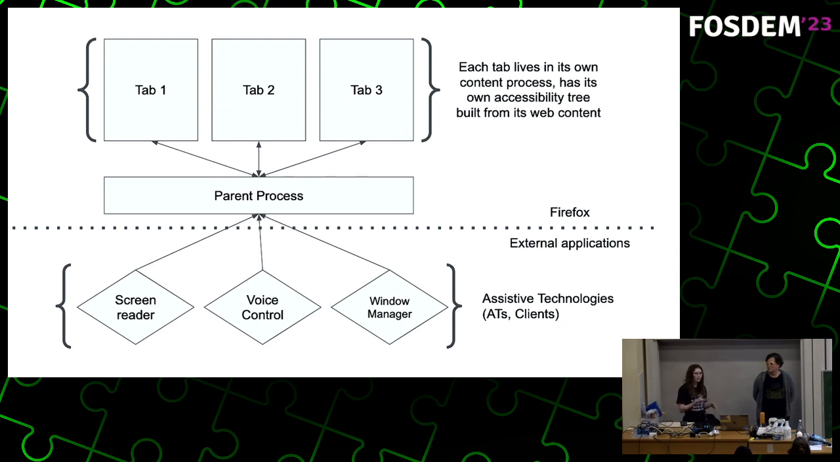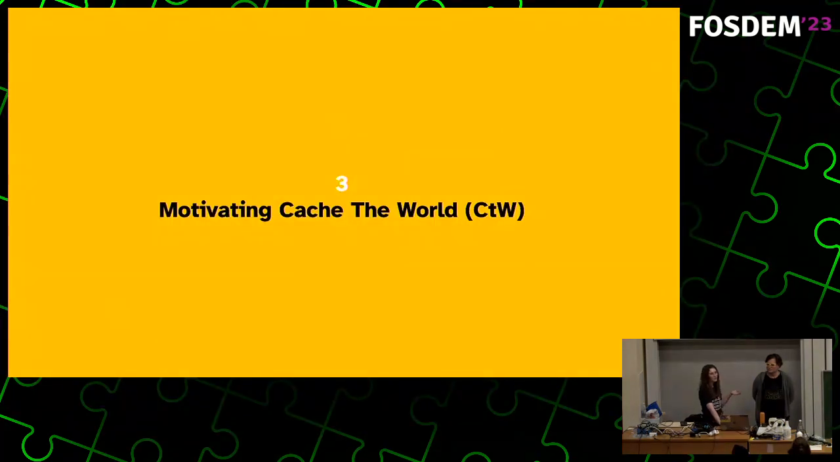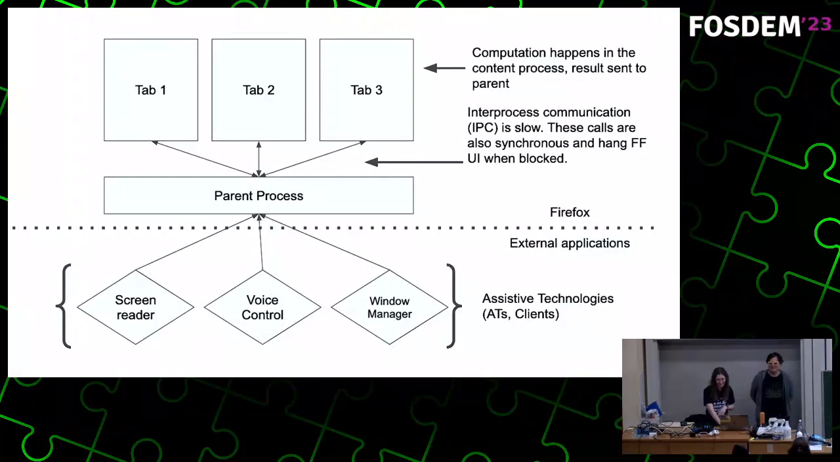The way that those requests happen are through platform-specific APIs, but they all hit the parent process in Firefox. The assistive technologies are separate applications, so they're communicating with Firefox through the parent process. Each web page lives in one or more other processes, one or more content processes, and is not reachable by the assistive technology directly. So we can't inject the screen reader into web content for a lot of reasons, security being one of them. All these calls go through the parent process. And there are some problems with this architecture that motivate what we're going to talk about next. So let's get into it.